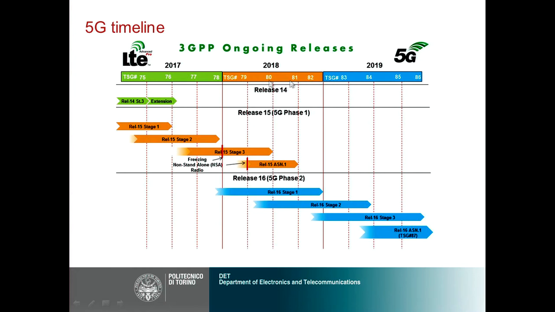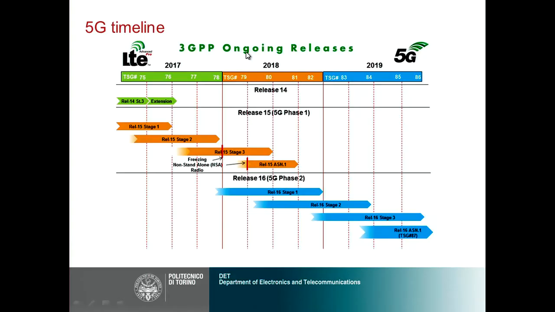The other thing I wanted to point out, just in terms of standardization, you see that there are numbers right here. These are the TSG. TSG stands for Technical Specification Group. It's the group of people who write the standards. There are many groups, each devoted to a specific aspect. So there's the radio access network specification group, there is the core network specification group, there is a services specification group, and so on.